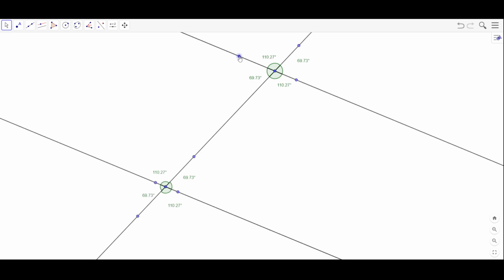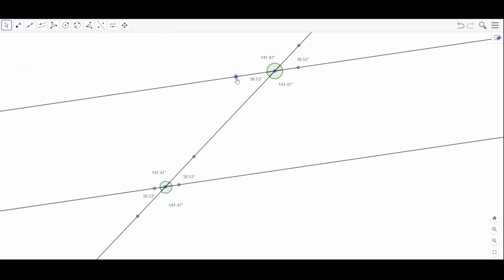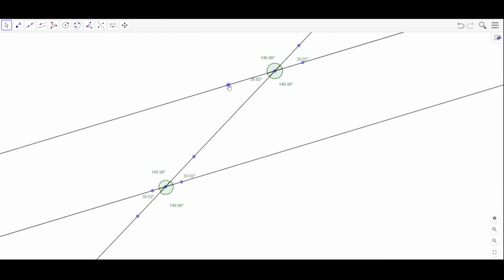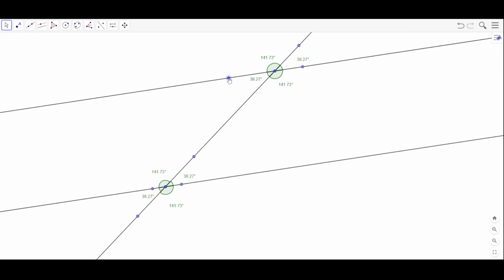Same thing here, and so I get all these values no matter how these move. My corresponding angles will be all congruent, and I could actually take a look at some of these other ones as well. If I look at my alternate exterior angles, for example, they will be congruent to each other. My alternate interior angles will be congruent. My consecutive interior angles will be supplementary, and so on.